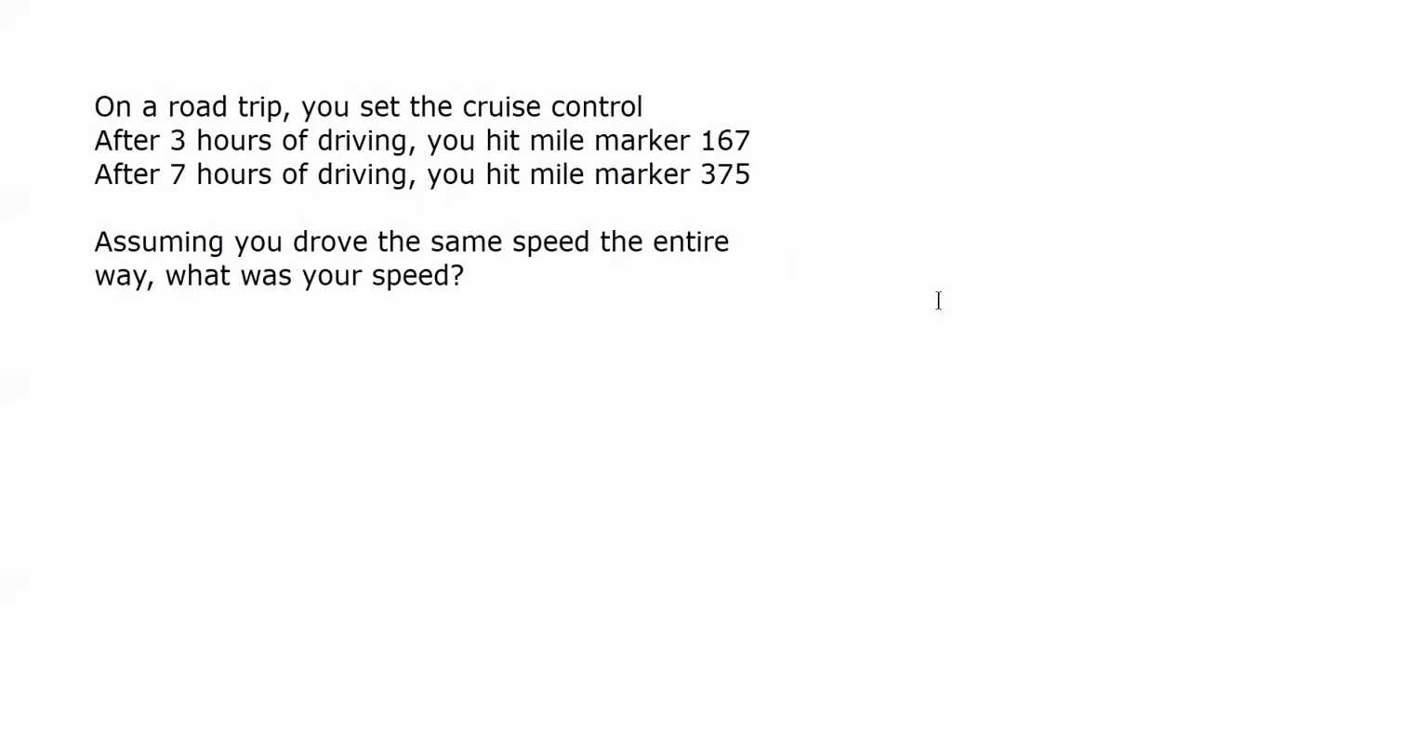Now, you're tempted, and probably justifiably so, to just say, okay, well, I can tell you how many miles I drove. I drove whatever 375 minus 167 is. That's how many total miles you drove. And I did that in 4 hours, because from hour 3 to hour 7, that's obviously a 4-hour difference. So I would just take the number of miles I drove total divided by however many hours I drove. And guess what? You're tempted to do that because that's exactly correct. That's exactly what we're going to do here.